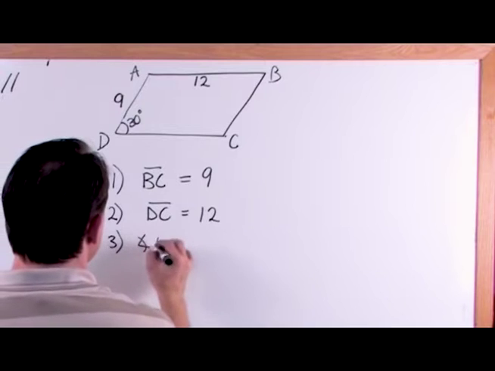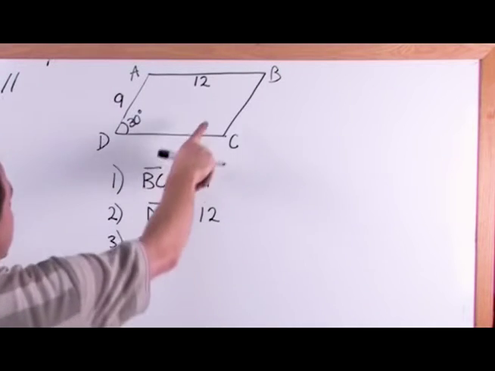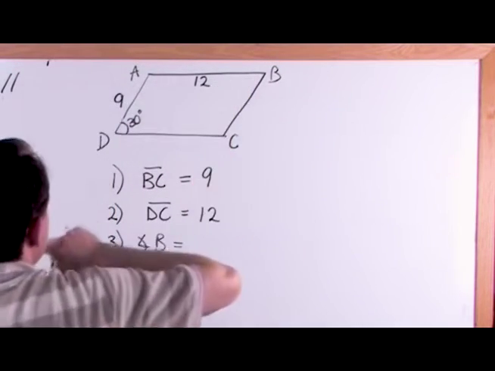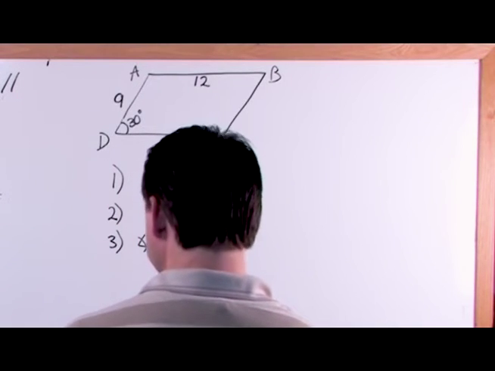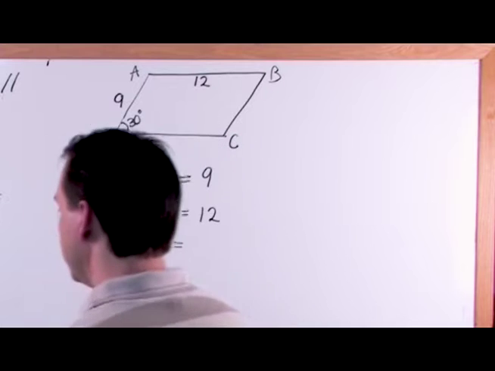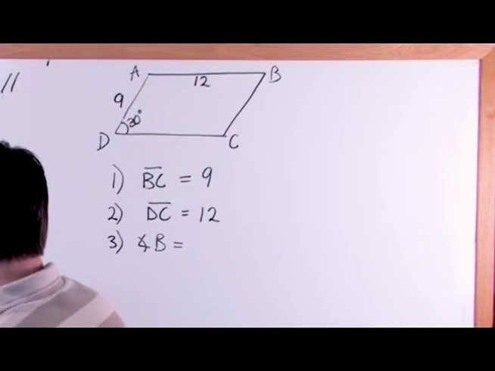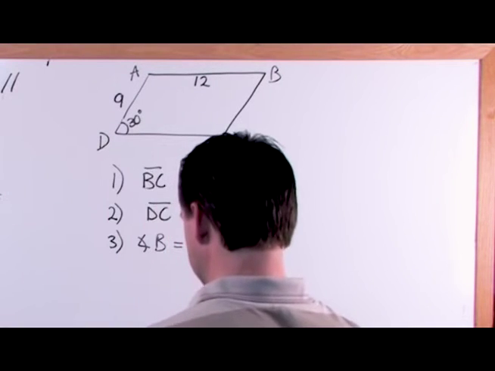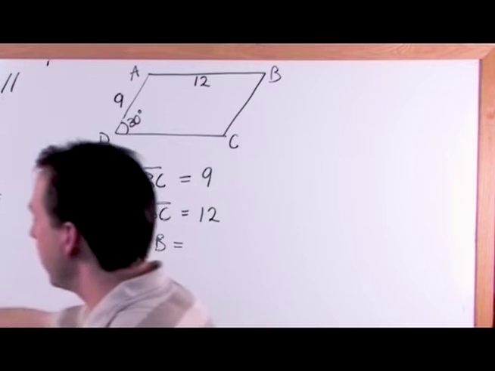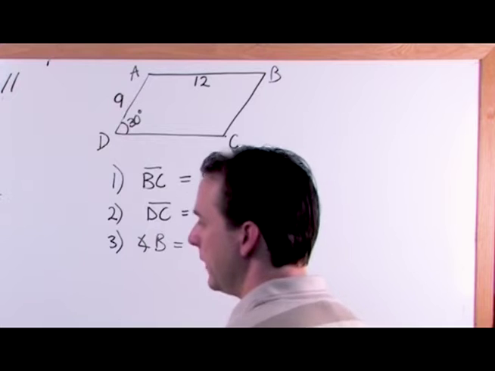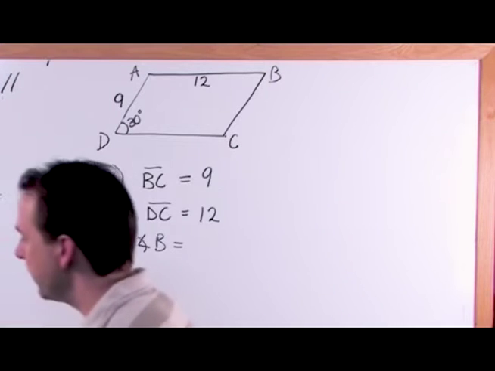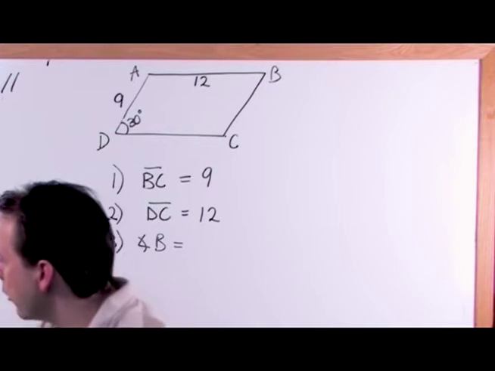Angle B, what would angle B equal to? This is angle B. What would that one equal to? Well, if we look back over here, consecutive angles in a parallelogram are supplementary. They add up to 180 degrees. But you can also see from this picture that opposite angles are the same.